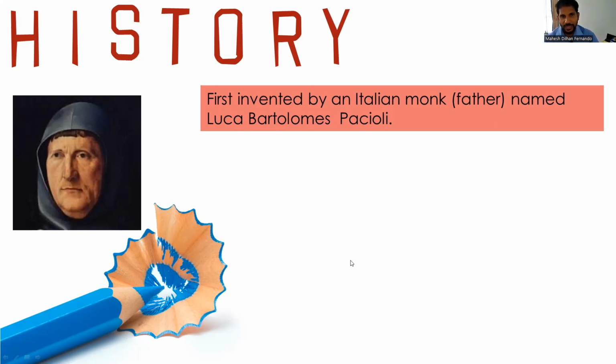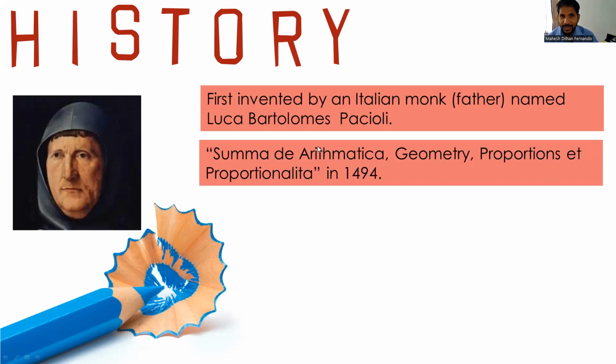The name Bartholomew is found among Christians, Catholics, right? So it's a Catholic monk. So listen to me. This particular person, we recognize him as the father of the double entry system, Luca Pacioli, right? And he wrote a book.